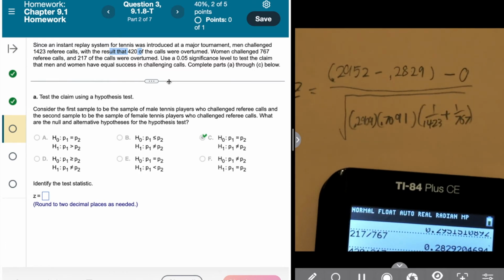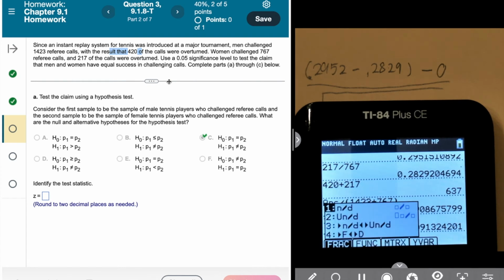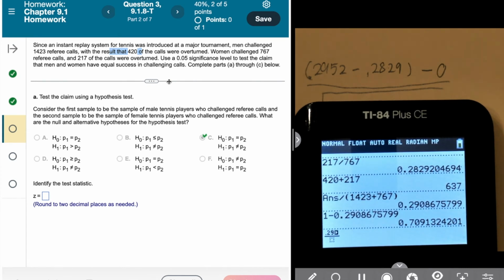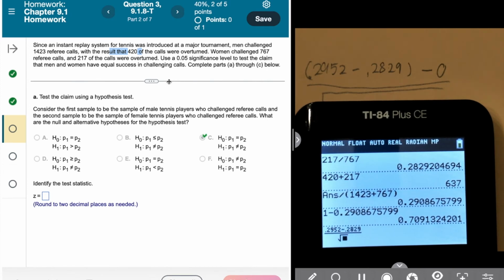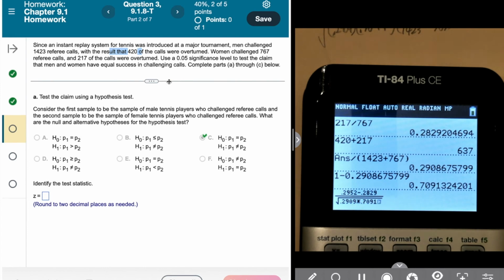So there's our test statistic, all by hand, and let's figure out what that is. I would type a fraction: 0.2952 minus 0.2829, over the square root of 0.2909 times its complement, 0.7091, then parentheses 1 divided by the men's sample plus 1 divided by the women's sample.